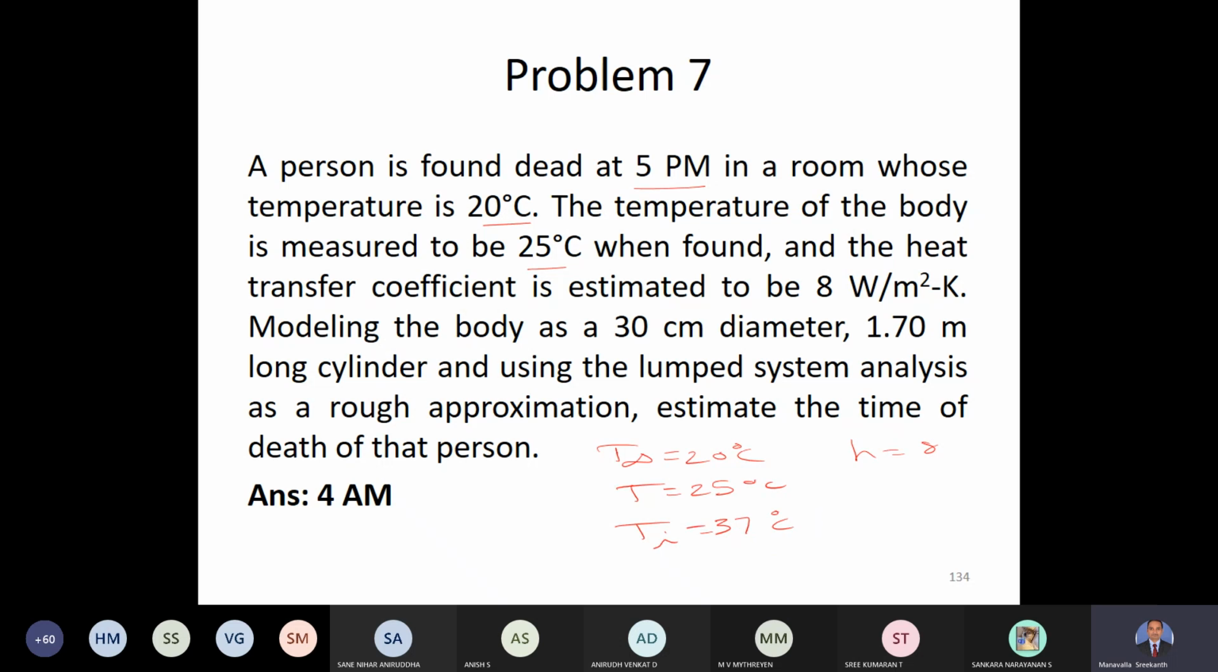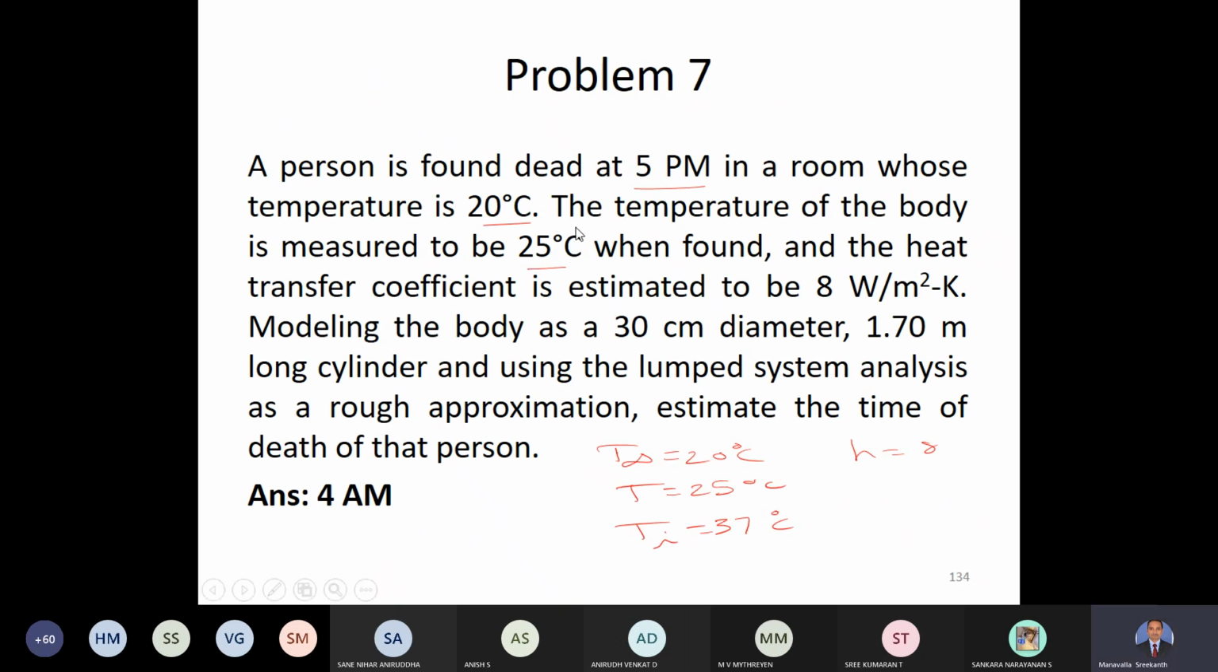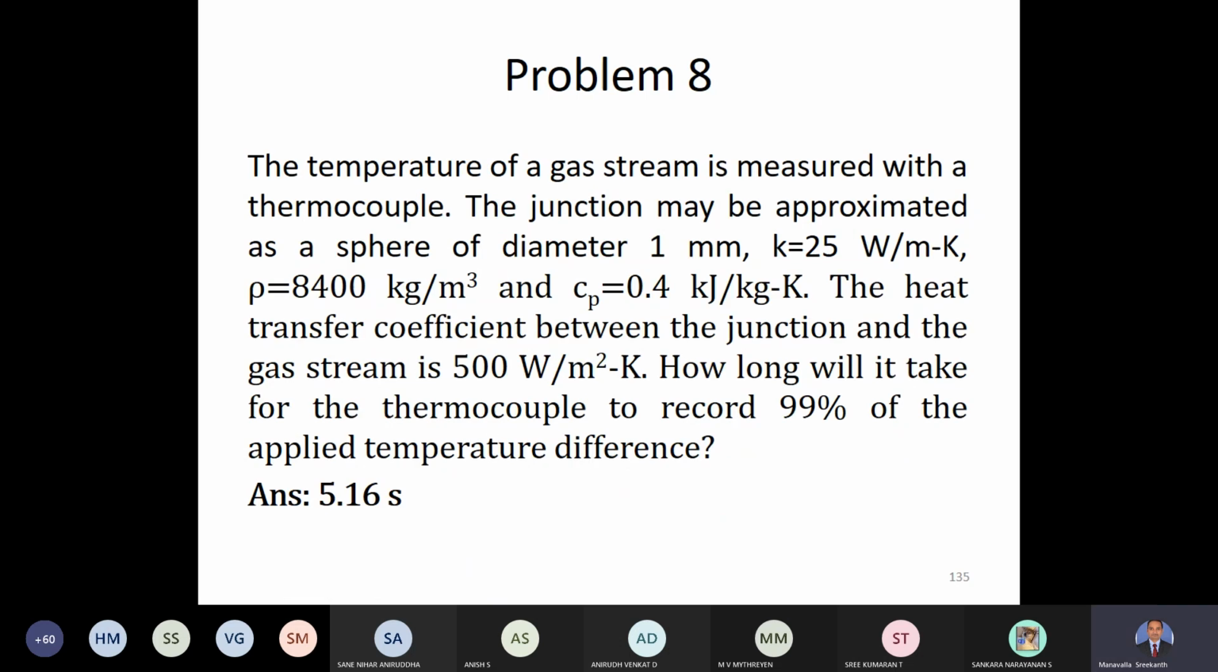So you have to take this and substitute in this equation. You see here in this equation, make the substitution. So you know the current temperature 25 degrees Celsius, room temperature 20, initial temperature 37, room temperature 20, and you know everything on the other side except tau. So you have to find out the tau. That means you will get the time taken for the temperature to drop from 37 degrees Celsius to 25 degrees Celsius. So using that time, you back calculate and tell what is the time of death. So I leave that to you as an exercise. You complete that problem. We'll go to the next problem.